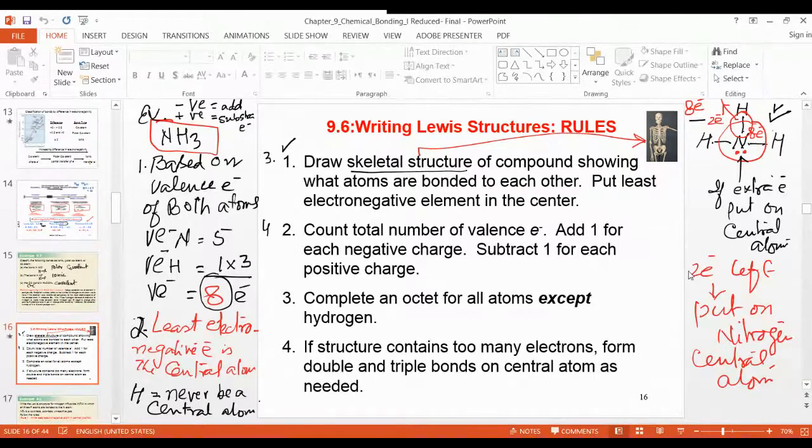So you have to show 4 steps. Number 1, you will write the total number of valence electrons. Number 2, you have to find out which is the least electronegative element or atom, which will be in the center. Suppose carbon and hydrogen: hydrogen is the least electronegative, but it can never be a central atom. Remember that, note this down please. Carbon is a central atom. Carbon and nitrogen, whichever is less electronegative, that will be central.